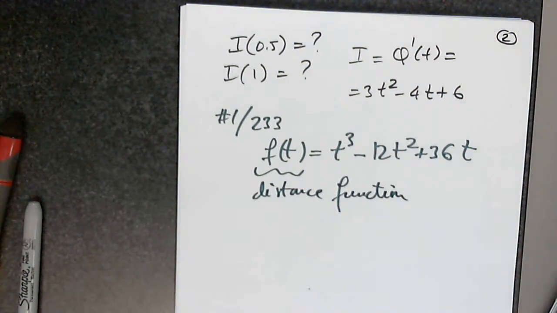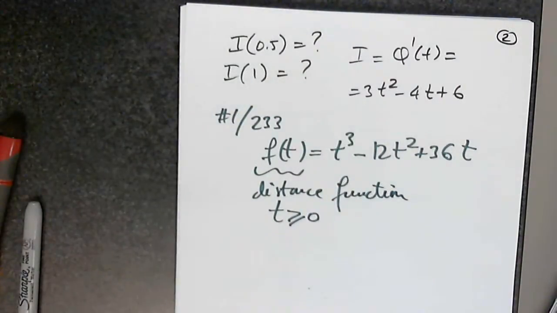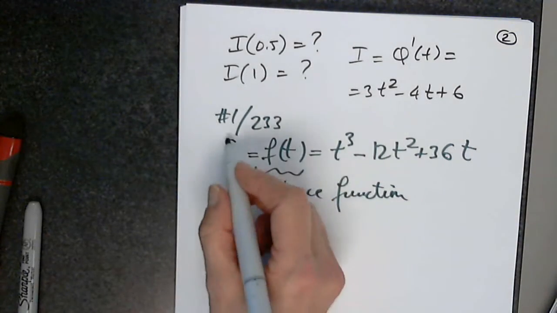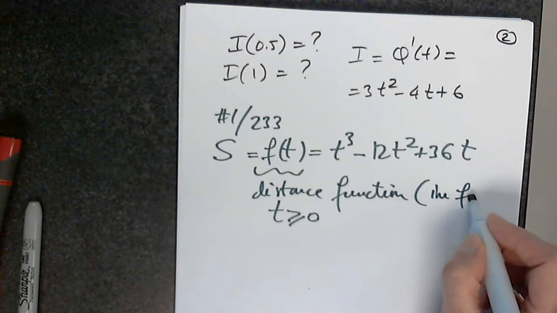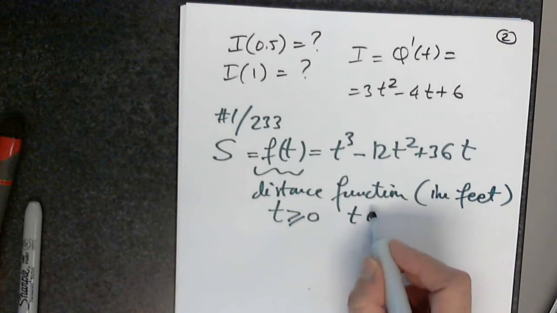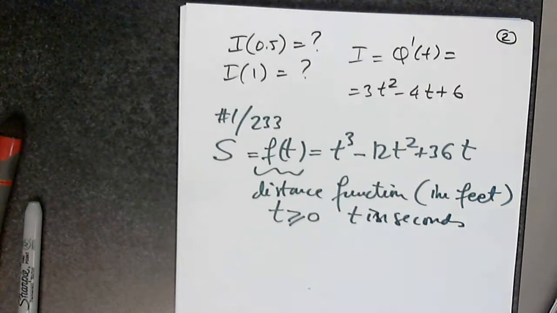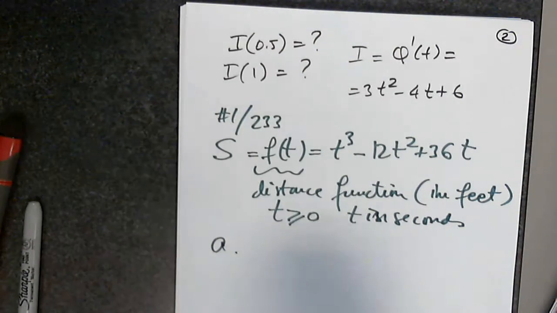T is greater than or equal to 0, where t is measured in seconds, and this is in feet. It's also s. I prefer f of t, distance function in feet, and t in seconds. That's t greater than or equal to 0. Very good. First question is asking us to find the velocity at time t.